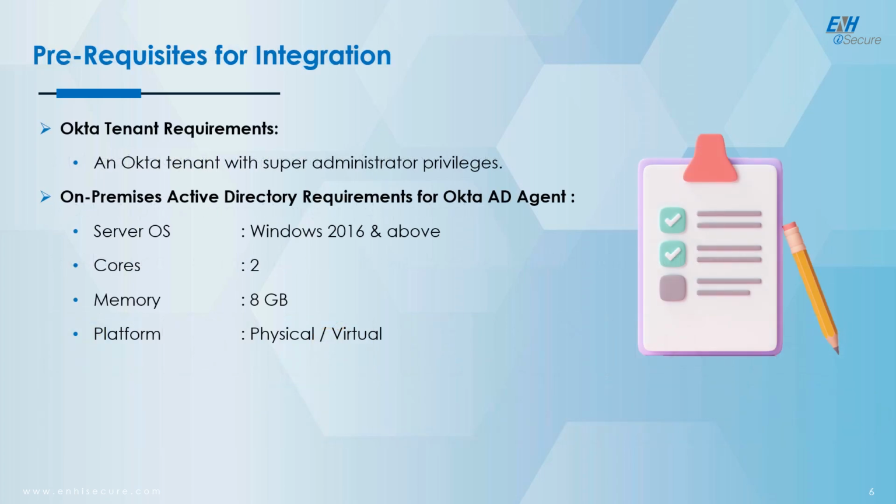Before we dive into the integration process, let's look at the prerequisites. For Okta, you need an account with super admin privileges. On the Active Directory side, ensure your server has at least 2 CPUs and 8 GB of RAM, is running Windows 2016 or above, and has the .NET Framework version 4.6.2 or higher installed. Additionally, the server must be part of the same domain.